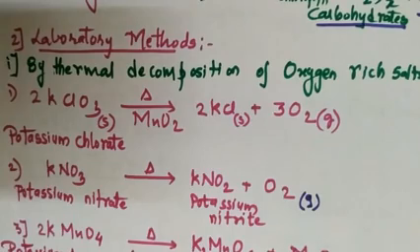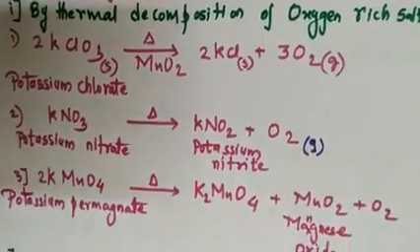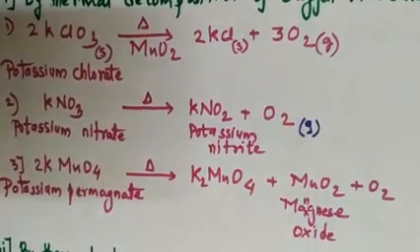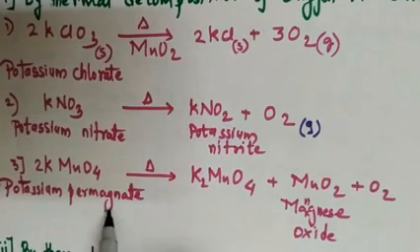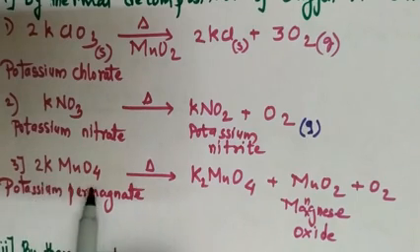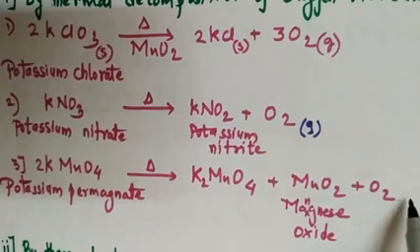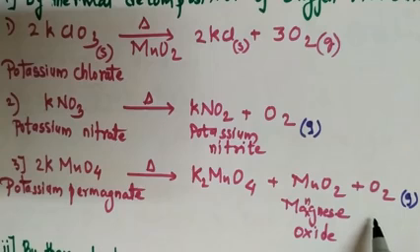Here, in the lab, we can obtain oxygen like this. Next process is from potassium permanganate. MnO4 is permanganate. KMnO4, its name is potassium permanganate. On heating, it gives K2MnO4, MnO2 manganese oxide, and oxygen gas again is released.